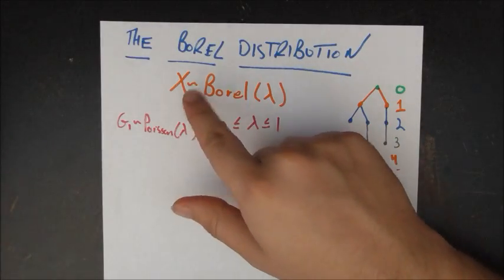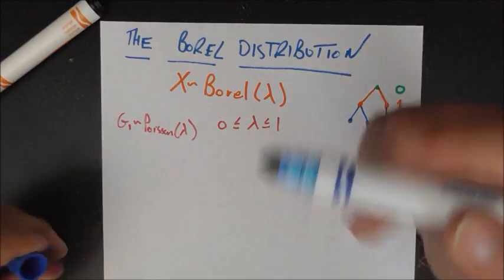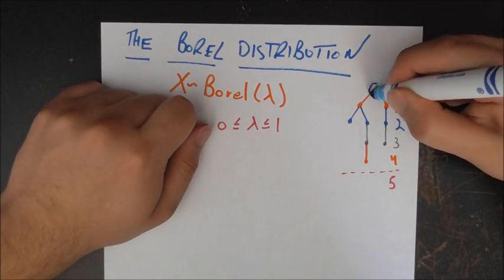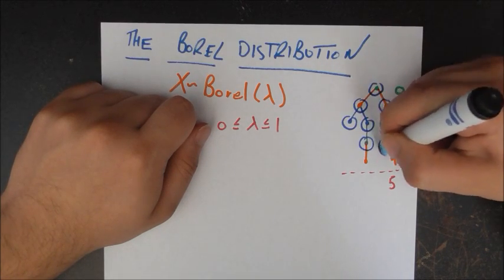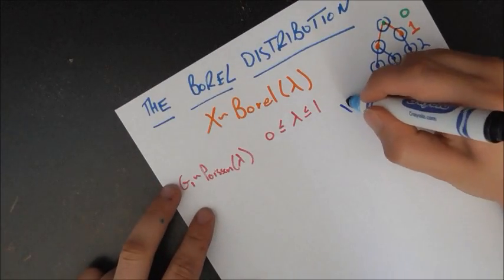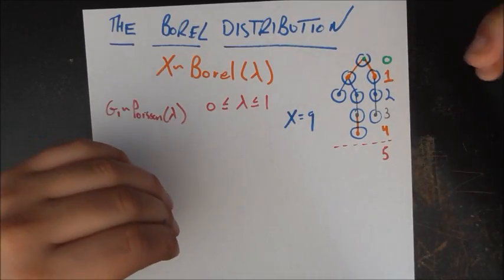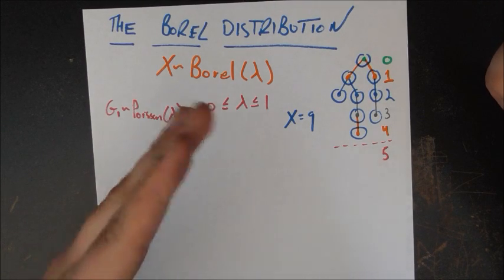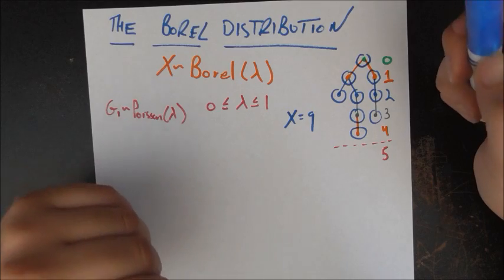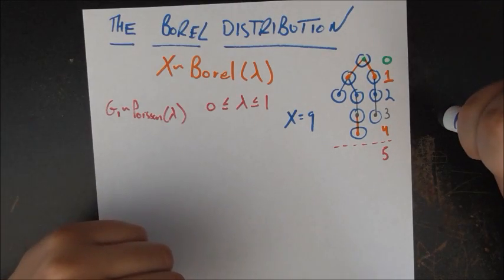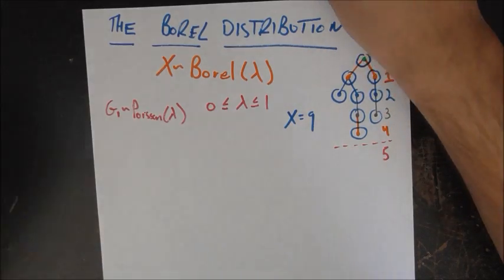And now where does this X come in? X is defined as the number of individuals in this family tree. So in this case, X is 1, 2, 3, 4, 5, 6, 7, 8, 9 individuals. So here X is equal to 9. The math behind deriving the PMF of the Borel distribution involves queuing theory and a lot of waiting time calculations, which we haven't covered yet, and we may make videos on that in the future, but for now let's just take it as given and write it down.